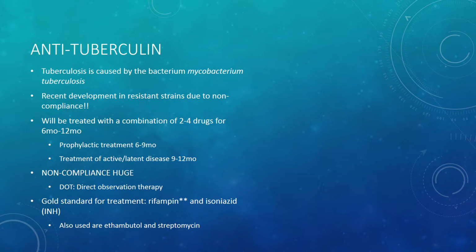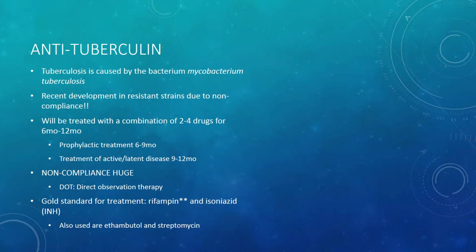So it's just that big of a deal. The gold standard for treatment are basically 2 drugs, rifampin and isoniazid, which is also known as INH. There is some important teaching that goes along with these 2 medications specifically.